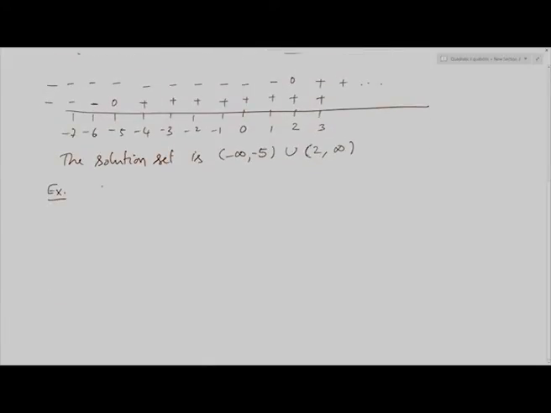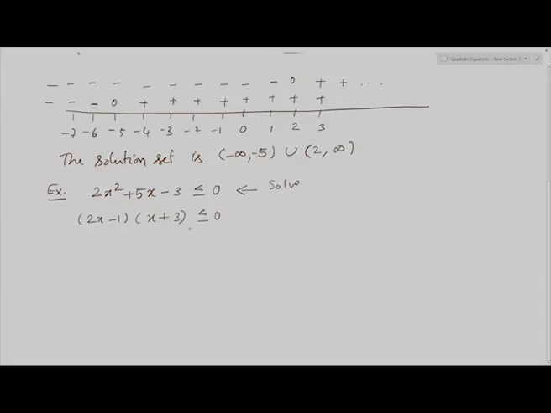Consider this simple quadratic inequality: 2x² + 5x − 3 ≤ 0. By factorizing, one can verify that the expression 2x² + 5x − 3 is a product of the factors (2x − 1)(x + 3), so we need (2x − 1)(x + 3) ≤ 0. What we are interested in is finding the solution set, so we have to solve this, and it is equivalent to solving this inequality.